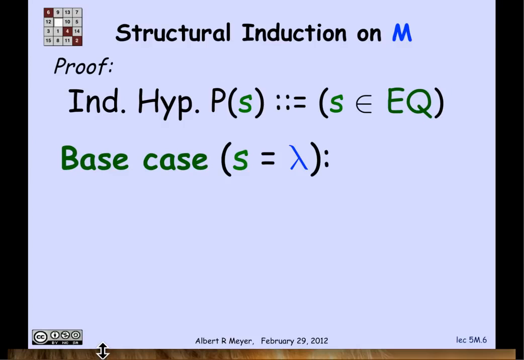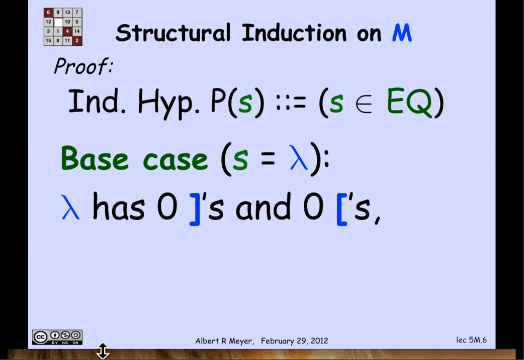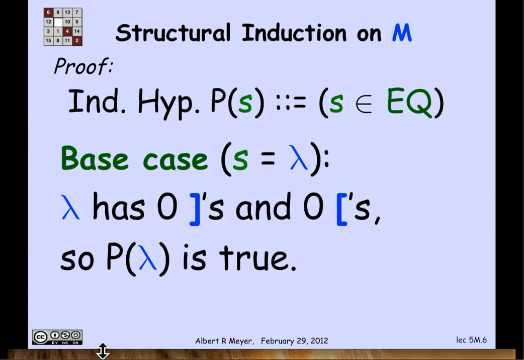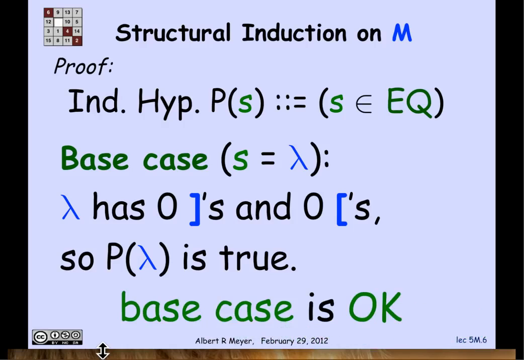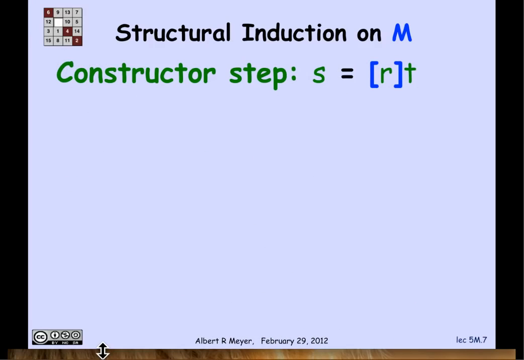Well, let's remember what the definition of M was. The base case of M was the empty string with no brackets at all. And does the empty string satisfy P of S? Well, yeah, it has 0 right brackets and 0 left brackets, so it does have an equal number of left and right brackets. So we've established that the base case P of the empty string is true. Okay. Now we have to consider the constructor case. In the case of M, there's only one constructor, namely, if R and T are in M, then so is S, which you get by putting brackets around R and following it by T.